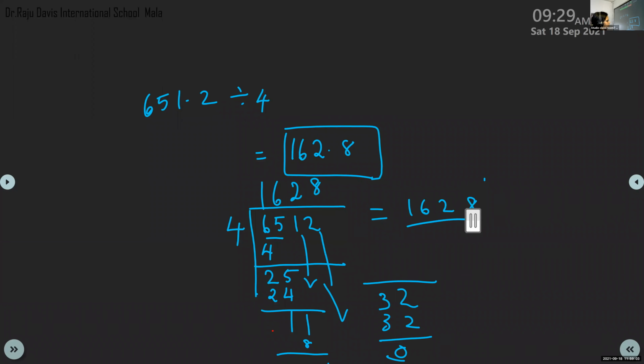1628 as the answer. Now how many decimal places are there in the question? 1. Decimal places, not points. Decimal places in the question: 1. So the point will be put here so that only one decimal place is in the answer. Clear? Okay, that is the answer.